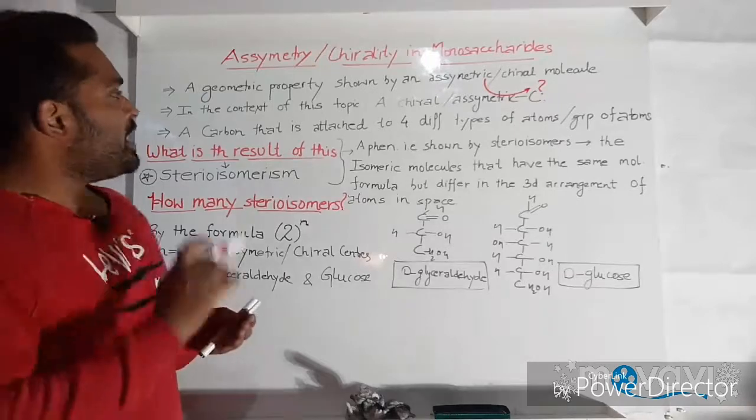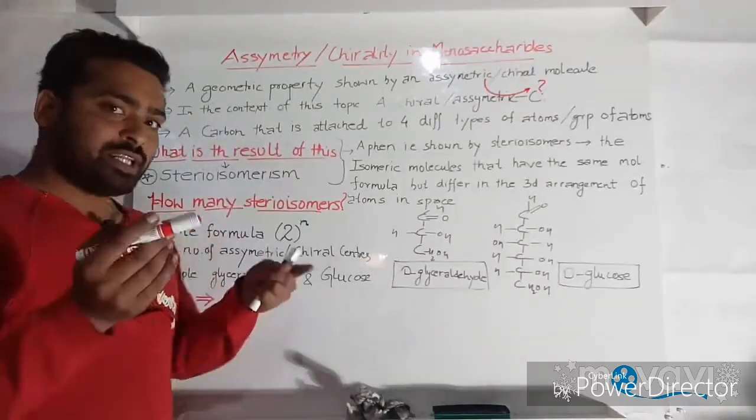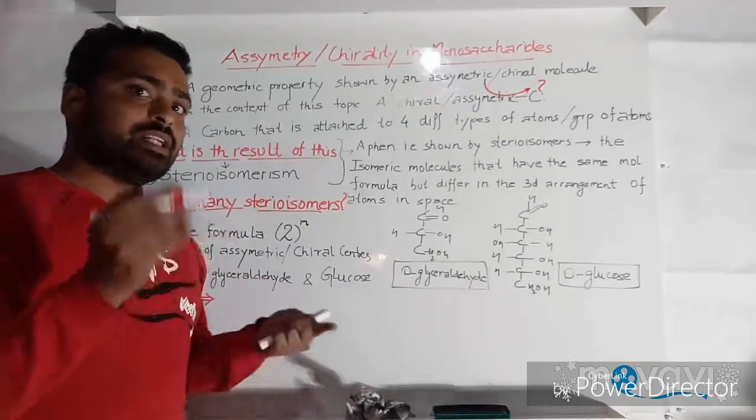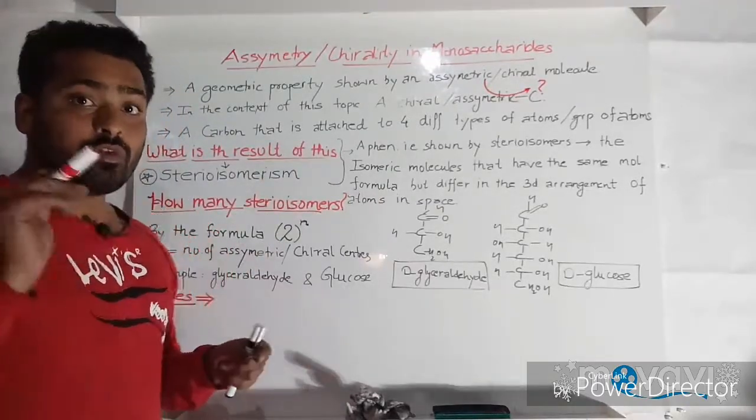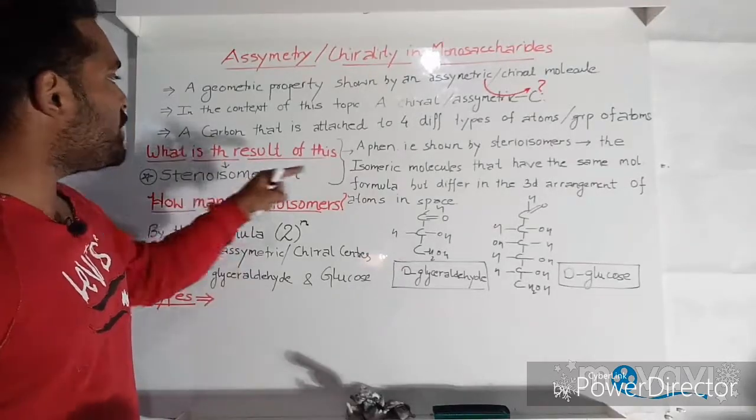Okay, so what is the result of this property? If there is chirality, what is the result of this? Now we are going to discuss this. The result of this is stereoisomerism.